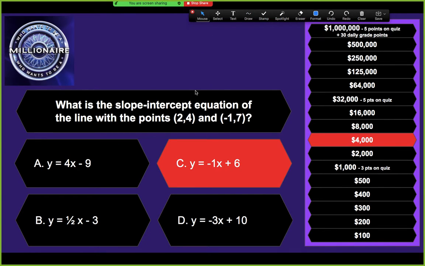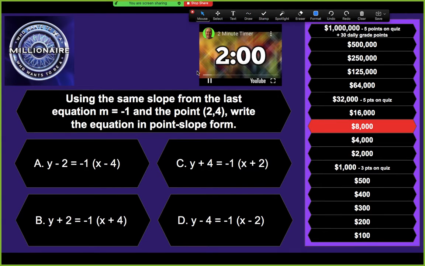Moving on to the next one. For 8,000 points, using the same slope from the last equation, meaning that m is equal to negative 1, and the point (2, 4), write the equation in point-slope form. Remember, point-slope is when you put your y's with the y's, your x with the x, and your slope goes in the middle. Make sure you do the exact same number for the slope, but opposite signs for your point. So if you need more time, great time to pause.